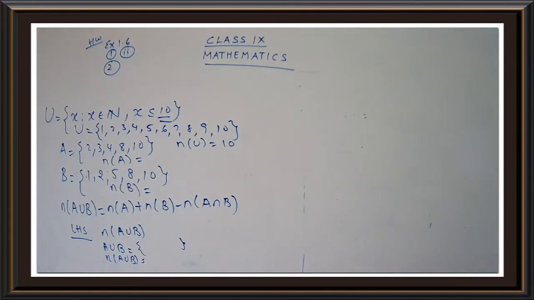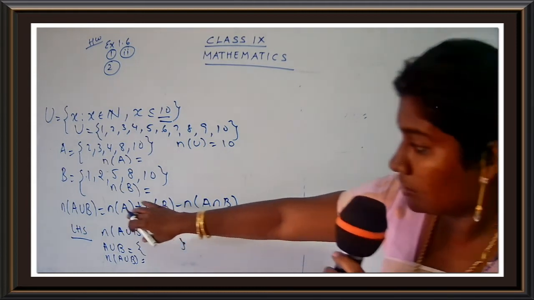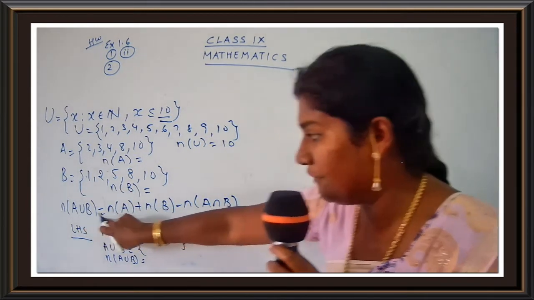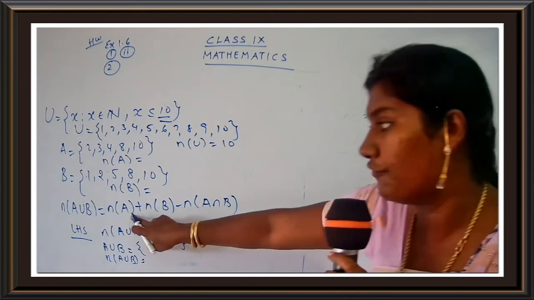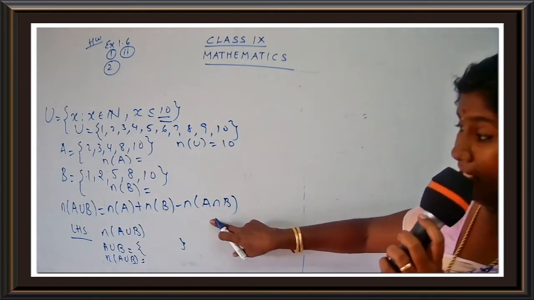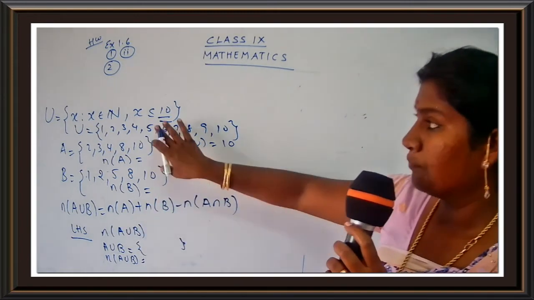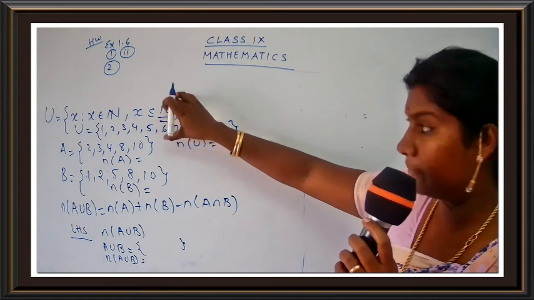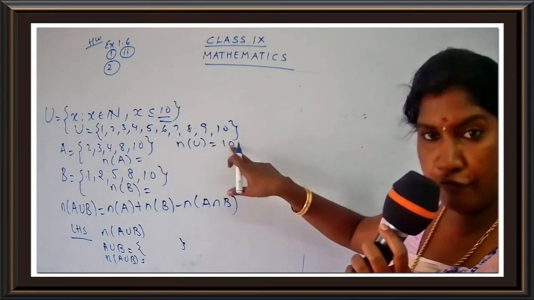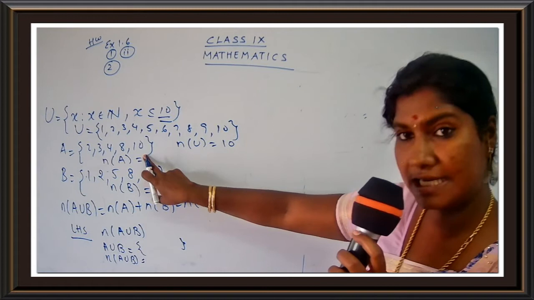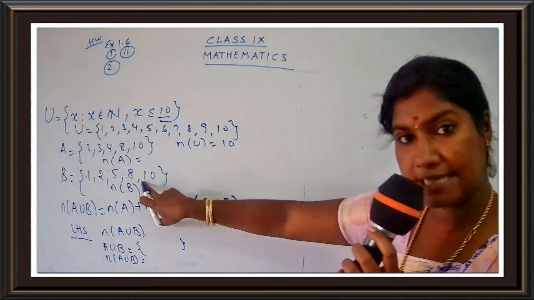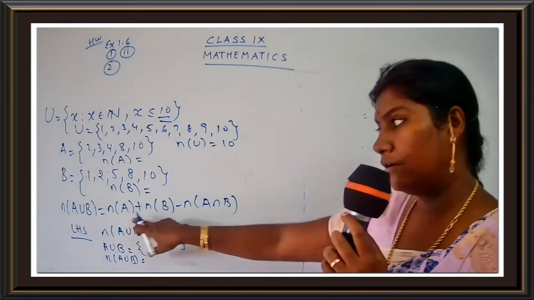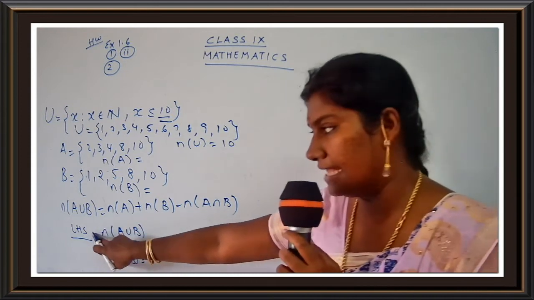I hope you are clear with the work. So what are you going to do here? You have to verify this part. n of A union B is n of A plus n of B minus n of A intersection B. First, write down the members of U and n of U. Then write the set A and n of A, the set B and n of B. Write down the statement. Now take the LHS part.